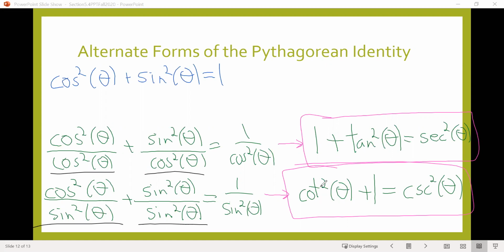So all three of these now are identities you may want to incorporate in your toolbox to help you as you approach identity type questions.